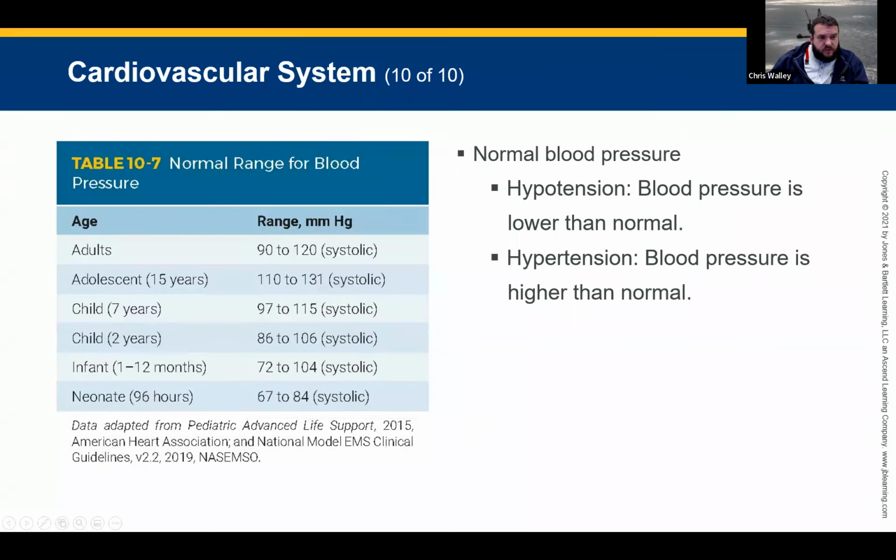So here are normal ranges for blood pressures in adults all the way through neonates. Again, we're not going to be checking the blood pressure in, say, a neonate or an infant. We just want to make sure the blood stays in the body, okay? We really don't want to start checking the blood pressure of anybody that's less than 7 years of age.